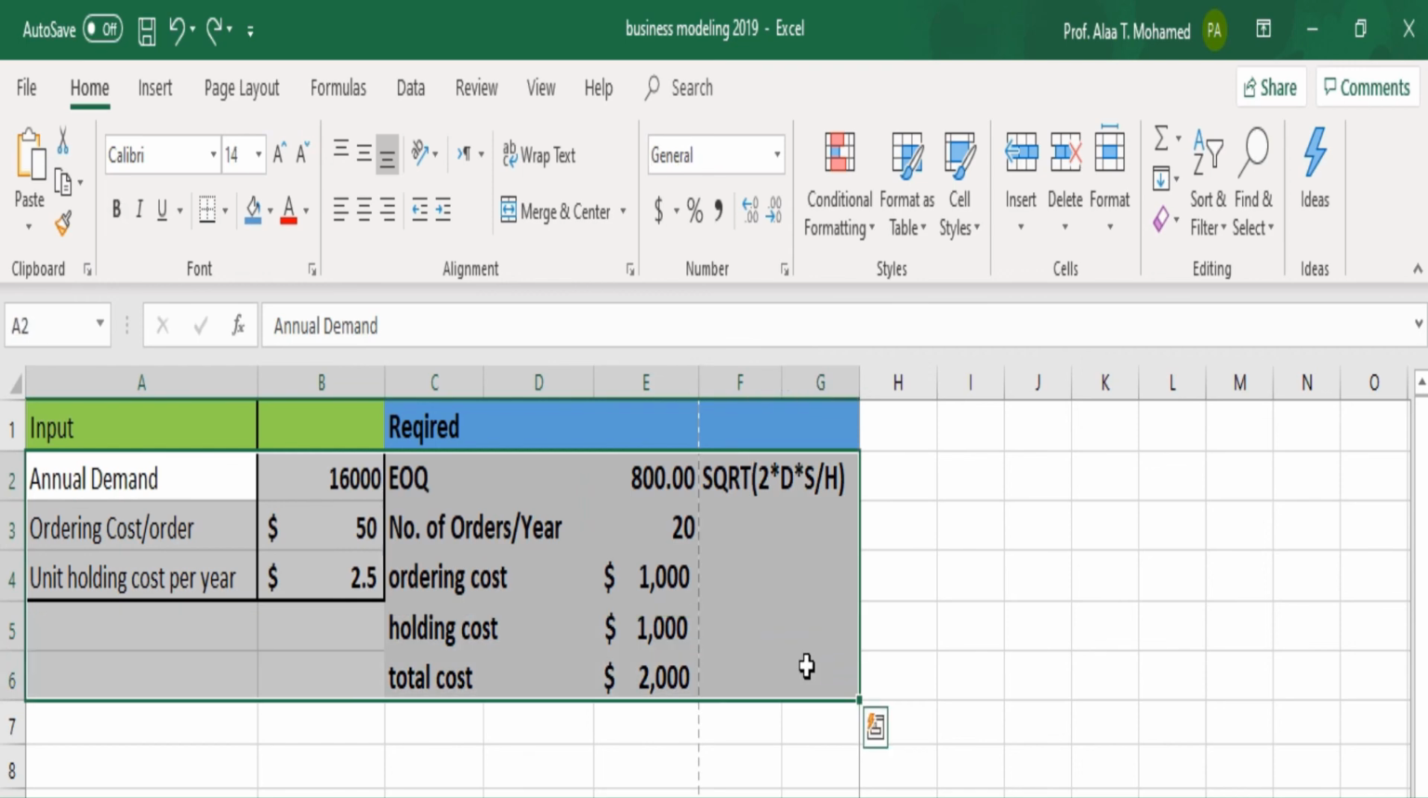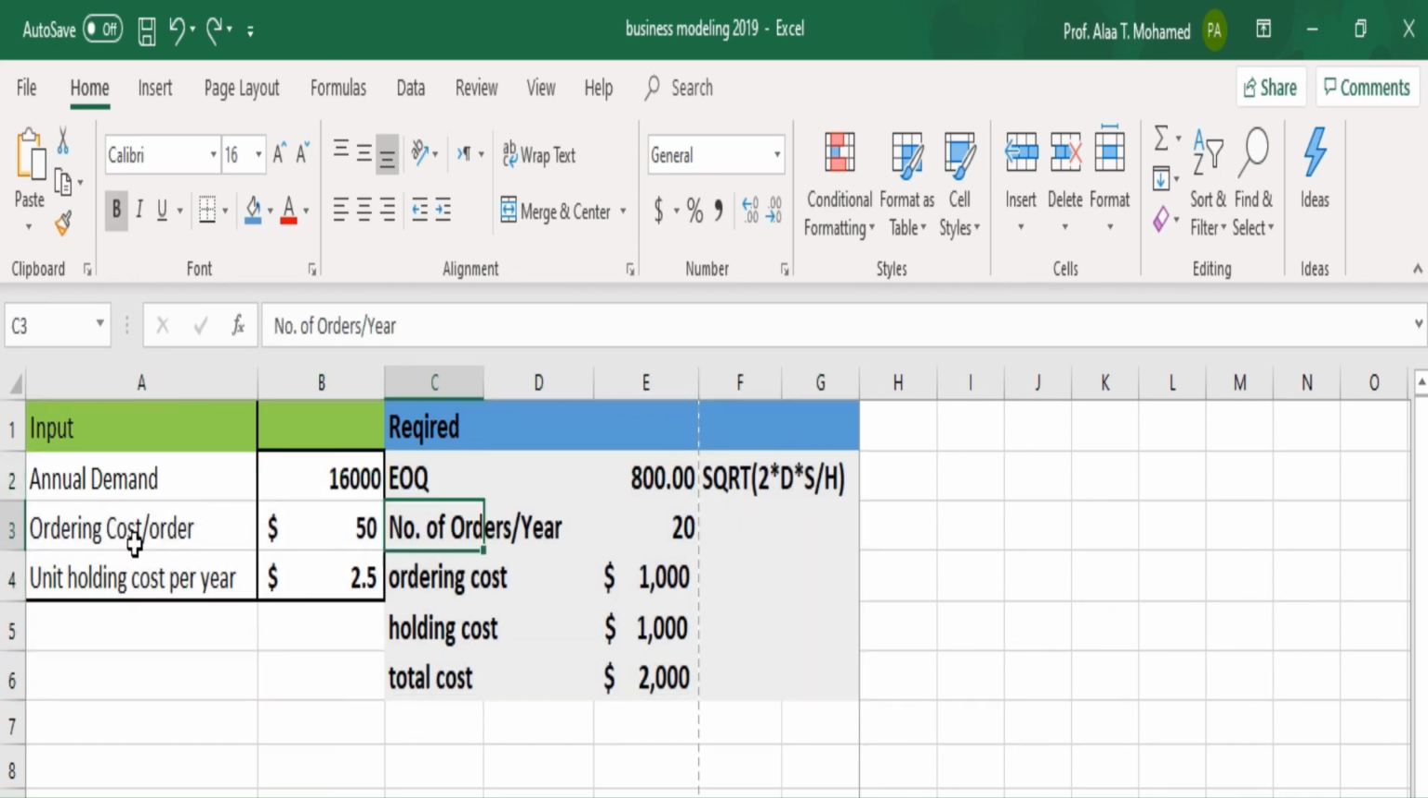Okay, this is the end of our lecture, and in the next lecture we will know how to calculate the order quantity, economic order quantity, using other methods like the table, and also we can show the chart that will result from the output of the holding cost, total cost, and the ordering cost. Thank you very much. See you in the next lecture.